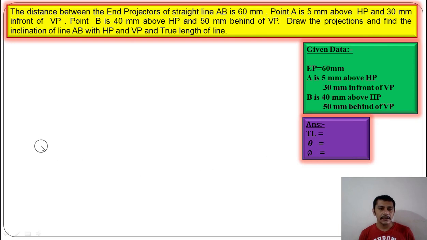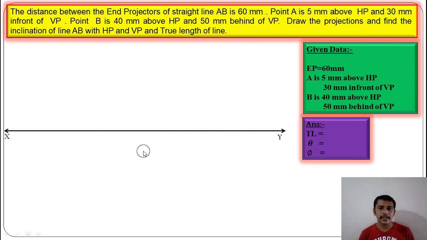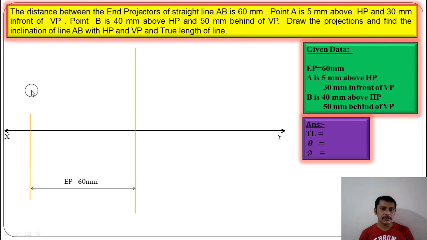So let us start with XY reference line, and as it is the example of end projectors, and end projectors are 60 mm, measure 60 mm, mark the end projectors, draw the end projectors. Now point A is 5 mm above HP, 30 mm in front of VP. 5 mm above HP, that means the elevation of point A will be 5 mm above the XY reference line. So measure 5 mm above the XY reference line and draw locus of A dash.